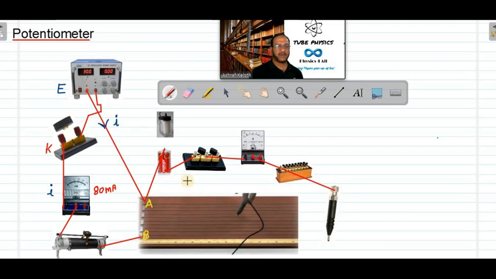After reaching point A, the current is flowing through this 10-meter wire. After reaching B, it leaves through point B and goes to the rheostat, through the rheostat, the ammeter and the key, and it will be completed. A closed circuit. So this is the primary circuit.